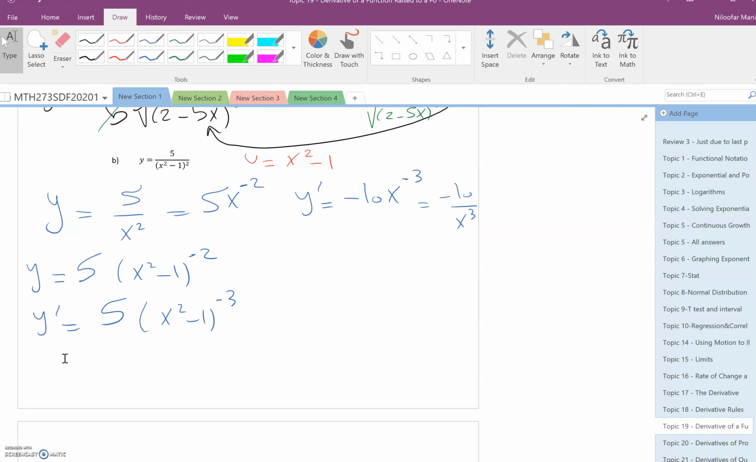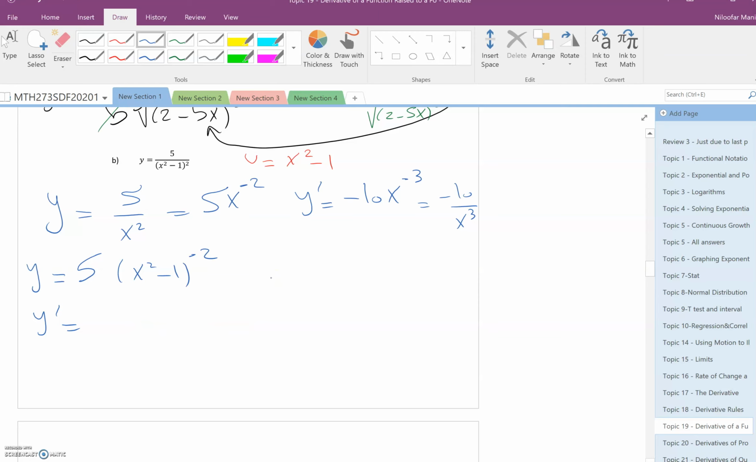So y prime is, let me see. Yes, I can do it this way. So I can show y first. So y is 5 x squared minus 1 power minus 2. Yes? Okay, so now I do y prime equal 5 x squared minus 1 power minus 3. So I put 5 there, and that power minus 3. Let me see. I'm making mistake here. Yes, I have to multiply with n. So minus 2. Oh yes. So minus 2 times. So it's 5 times minus 2 x power minus 3. So it will be minus 10.